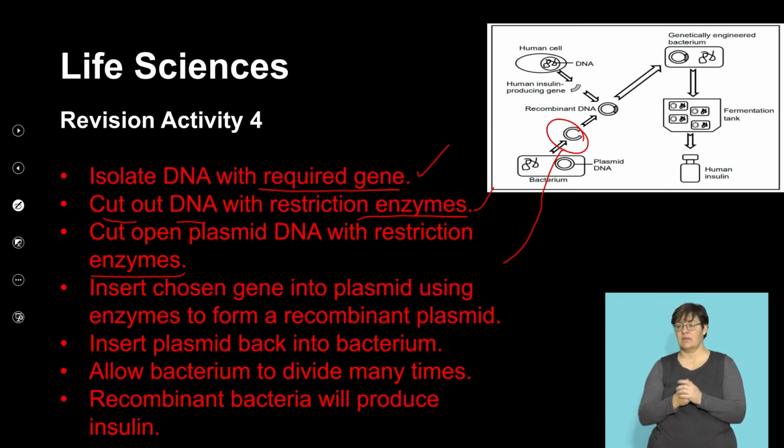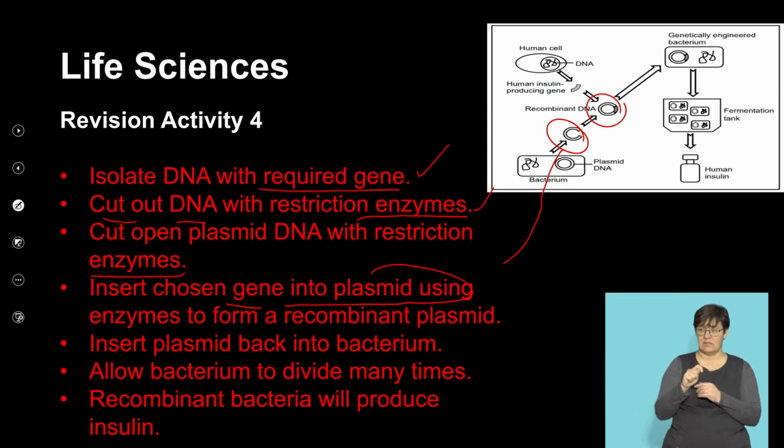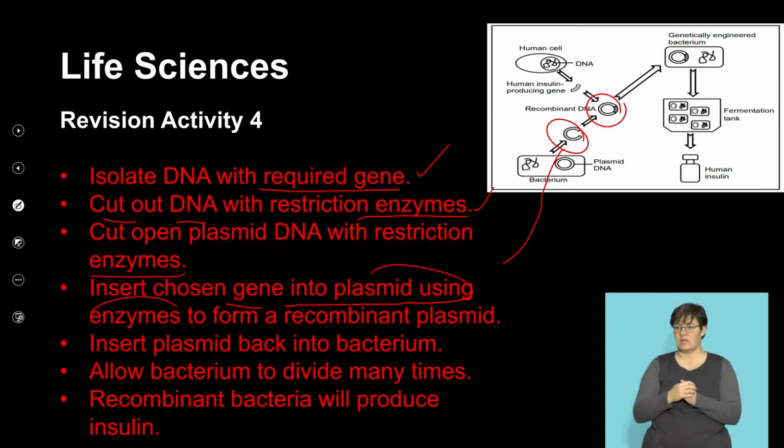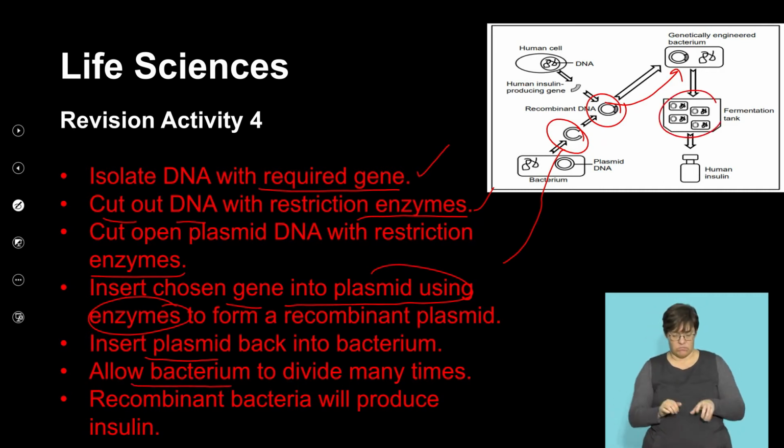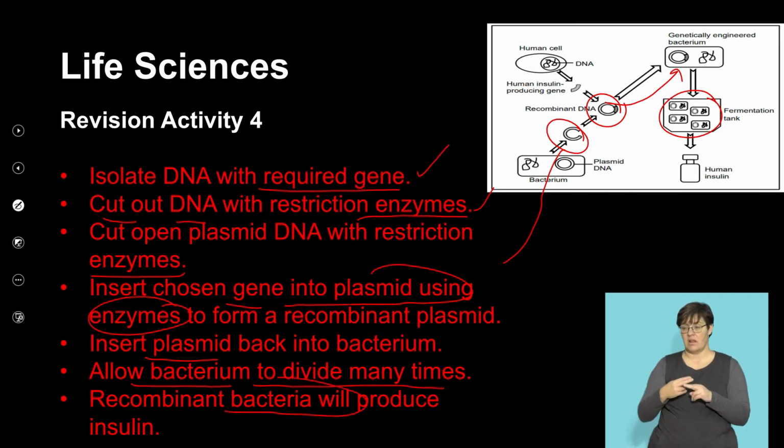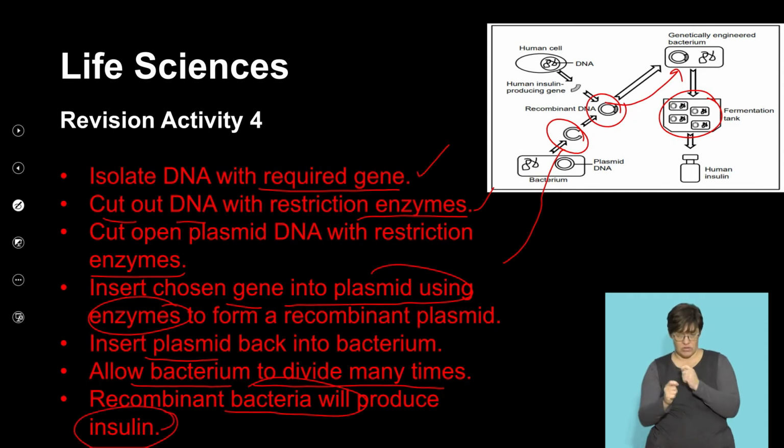We then insert the gene into the plasmid, which we saw, we did that there, and we seal that up using enzymes. This plasmid is then inserted back into the bacteria, and as we mentioned, the bacteria is then allowed to divide and undergo division and growth, and finally, in that recombinant bacteria, we have the protein insulin produced, and that is then purified and packed for human consumption.